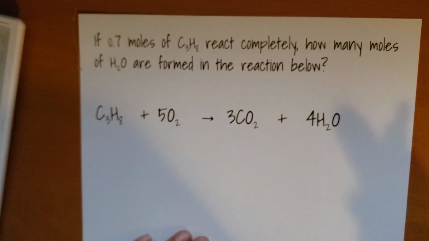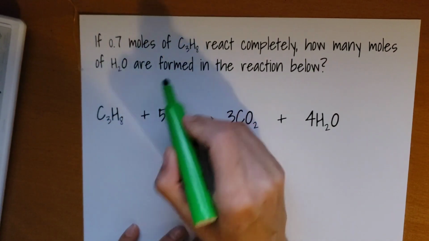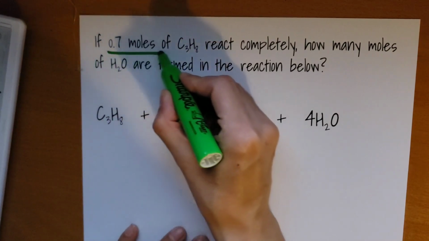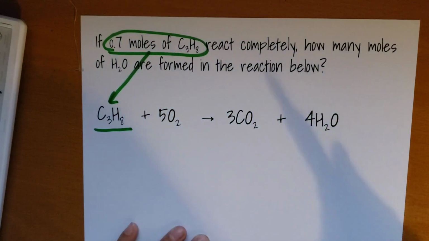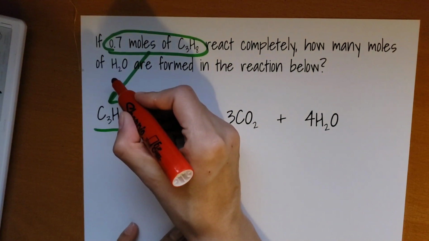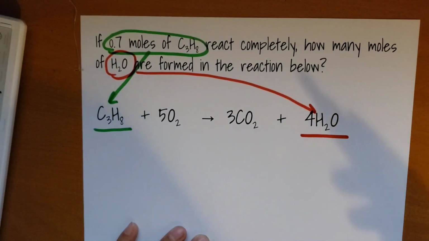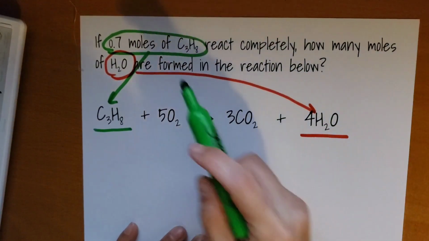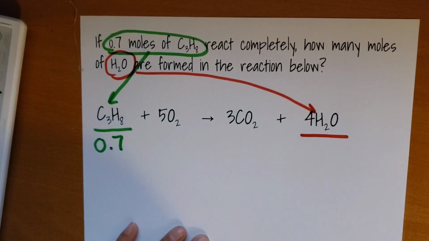Let's do one final question together. In this question, it asks if 0.7 moles of propane, so here I am given this value, connects with this formula, reacts completely, how many moles of water are formed in the reaction? So here I have water, and I'm looking for water. And I go back to see what I know. So it says if 0.7, so that goes with the propane.